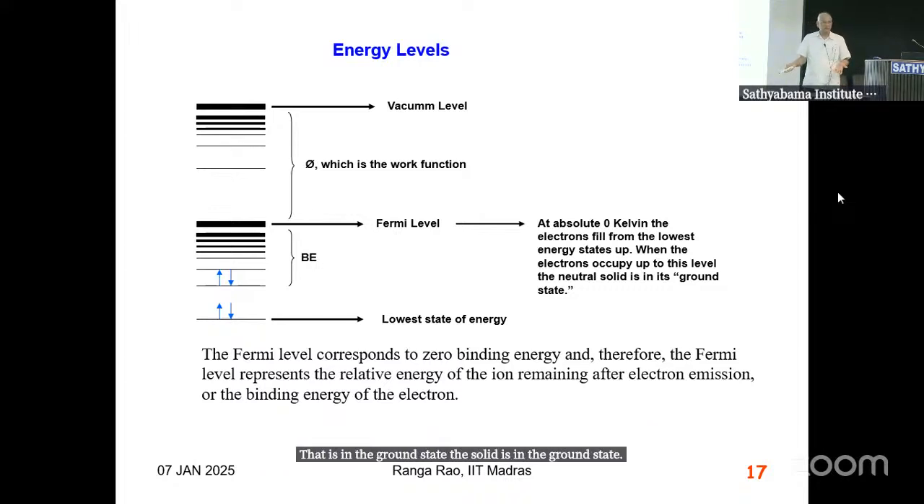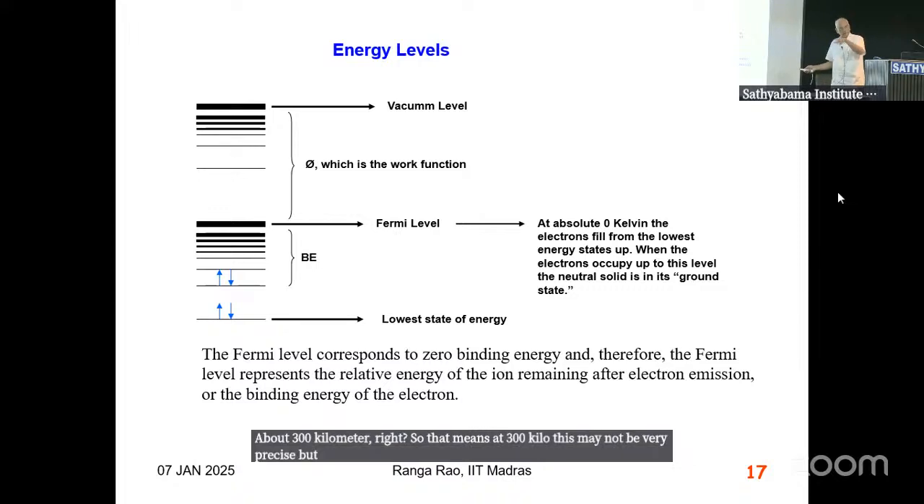But we are not sitting at 0 Kelvin. Are we sitting at 0 Kelvin? So we are sitting at what temperature? In Kelvin, you should say. About 300 Kelvin, right? So that means at 300 Kelvin, this may not be very precise, but it will be diffused a little bit, but that is still okay.